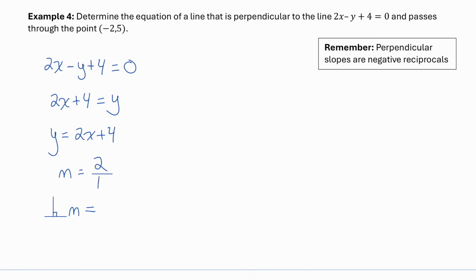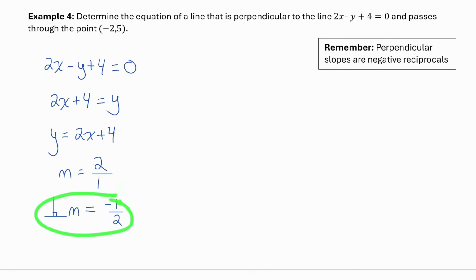When we do a reciprocal, I just have to flip the fraction. So instead of 2 over 1, it becomes 1 over 2. And perpendicular slopes are negative reciprocals, which means I also have to multiply the value by -1, making this slope -1/2. So my perpendicular slope is -1 over 2.